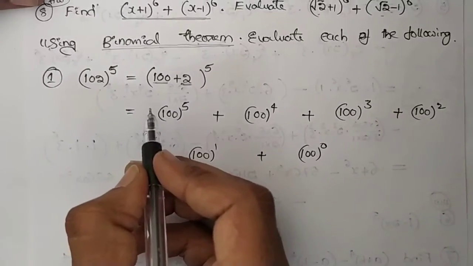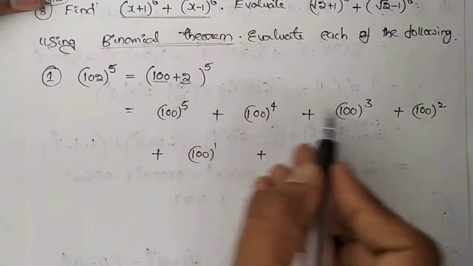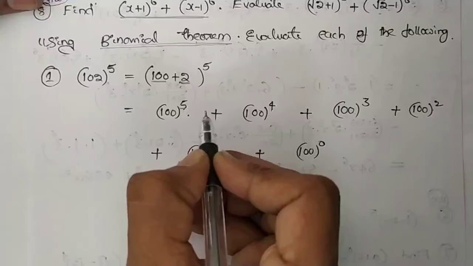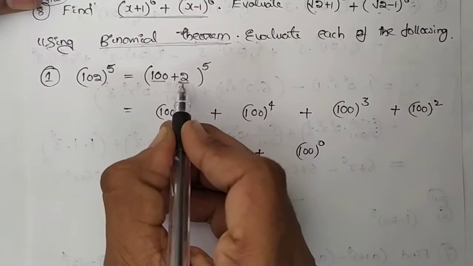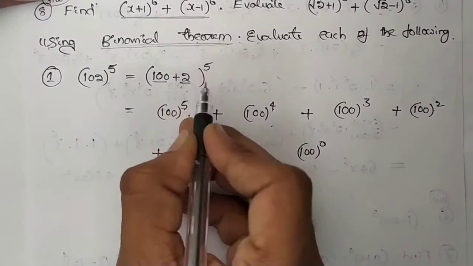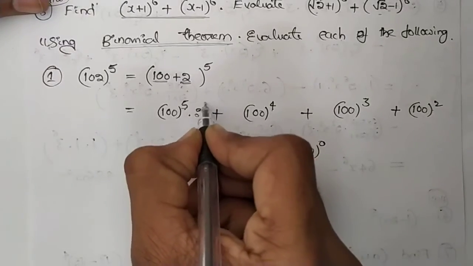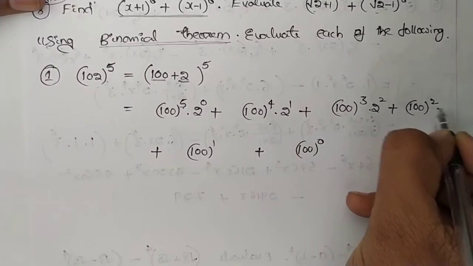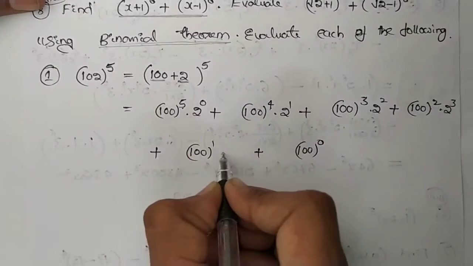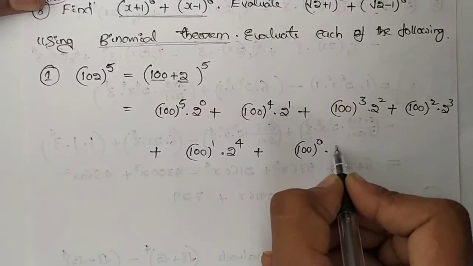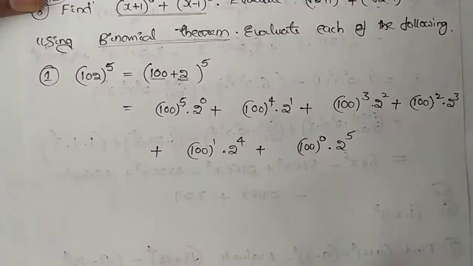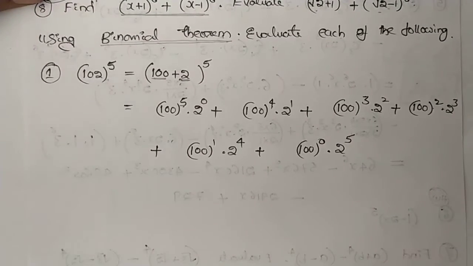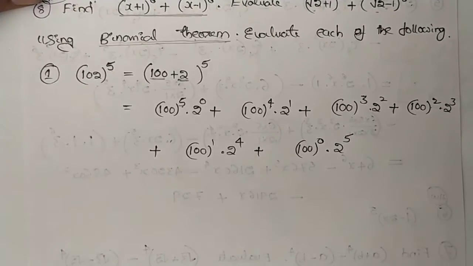The power of the first term decreases: 5, 4, 3, 2, 1, 0. Isn't it? Next, the second term is 2, and the power of the second term increases: 2 power 0, 2 power 1, 2 square, 2 cube, 2 power 4, 2 power 5. Right? So it is the expansion. These things you already learned in the previous class also.